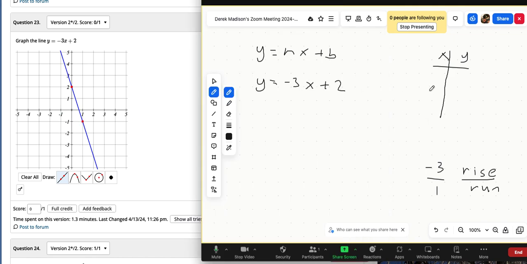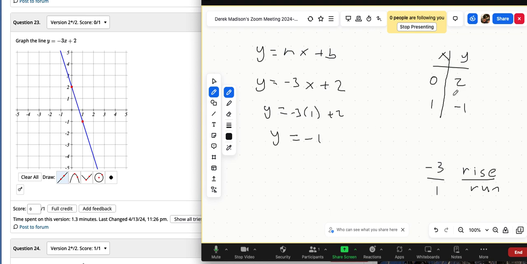If I wanted to do this with a table, I would just let x equal 0 and see what happened, and then let x equal 1 and see what happened, because those are the easiest numbers I can think of. So if x was 0, this piece drops out and y would equal 2. And if x was 1, I would have negative 3 times 1 plus 2. So that's negative 3 plus 2, which is negative 1.